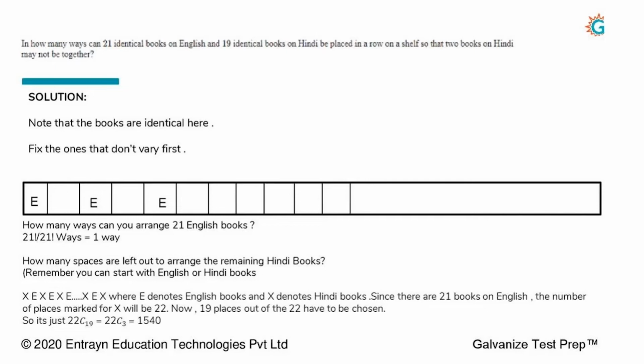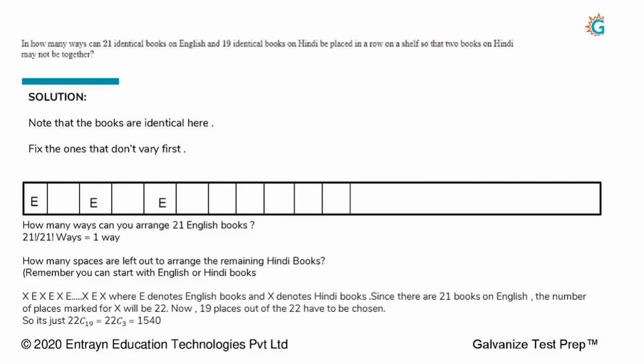So in this case, when you have 21 identical books on English and 19 identical books on Hindi, you don't have to rearrange them. You don't even have to think of rearranging them because they are just identical books. So you have to find out the number of ways in which no 2 Hindi books are together. Hindi books may not be together.